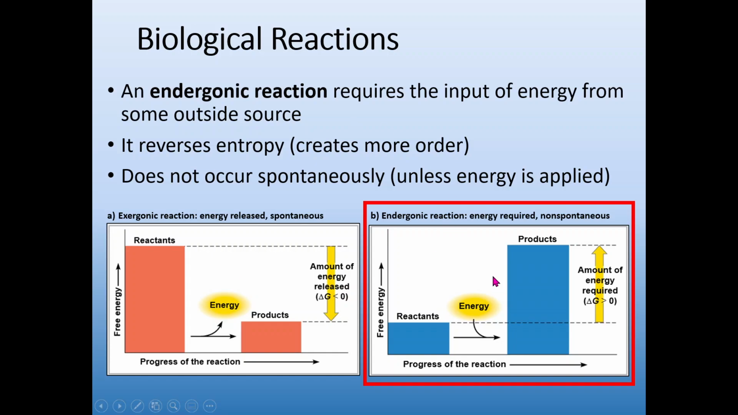So again, you can see we have the input of energy here. In order for this reaction to happen, you have to have that input of energy. So this reaction cannot happen spontaneously. It needs that external source of energy or it will not operate. So again, the way I remember these two, endergonic has an N. It needs energy in order to operate.